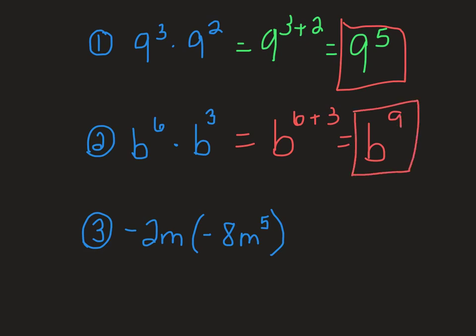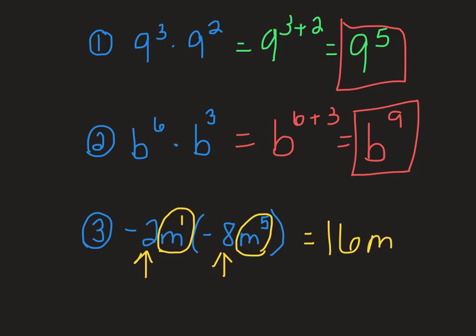Alright, and this last one, change colors again. So let's do negative 2 times negative 8. And that is positive 16. And then this m has a 1 there. So you can write it in if you need to. So m to the 1st power times m to the 5th power is m to the 1 plus 5, which is 6th power. So that's the answer. I hope you did well on those. If not, maybe we'll do some more examples later.